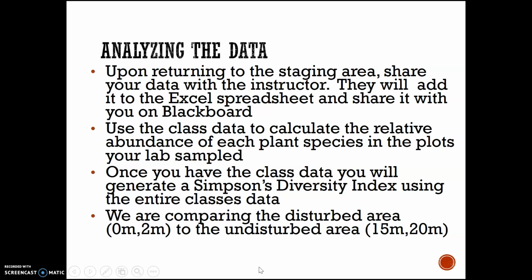Once you come back to the staging area, we're going to be out on that lawn behind east. You're going to share your data with your instructor. They're going to add it to an Excel spreadsheet, and they'll share it with you on Blackboard. You're going to use the class data to calculate the relative abundance of each plant species in the plots, and you're going to use the class data to generate a Simpson's Diversity Index for each of those areas as well.